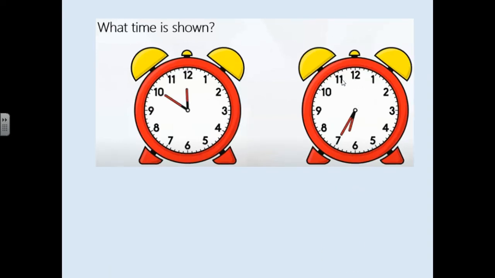Okay, let's look at this time here. The hour hand is just before 12 and the minute hand's on 10. So what we need to find out is how many minutes are left to 12 o'clock. So we're going to start over here counting in 5s. 5, 10. So it's 10 minutes left to 12 o'clock. So it's 10 to 12.